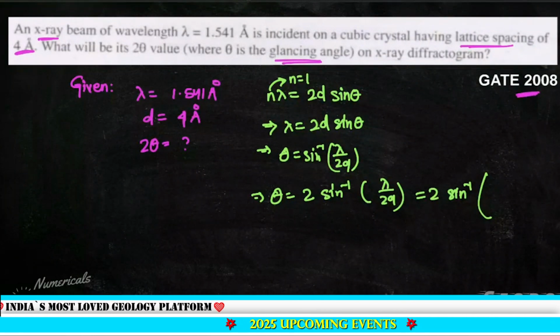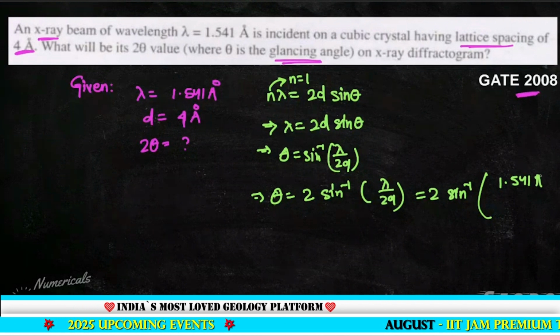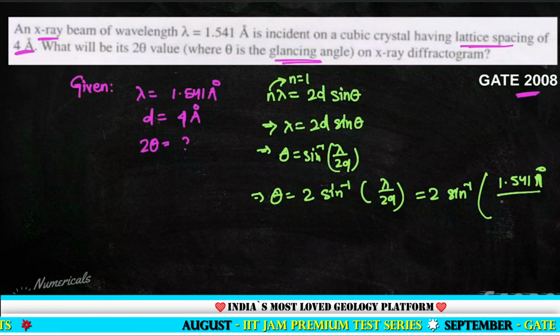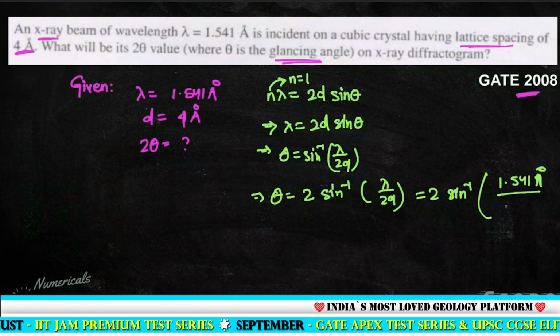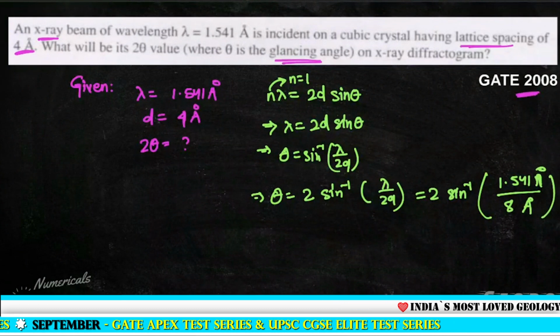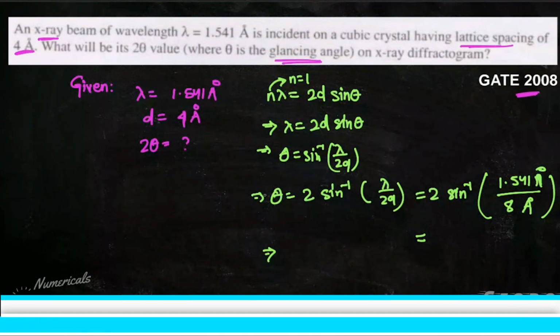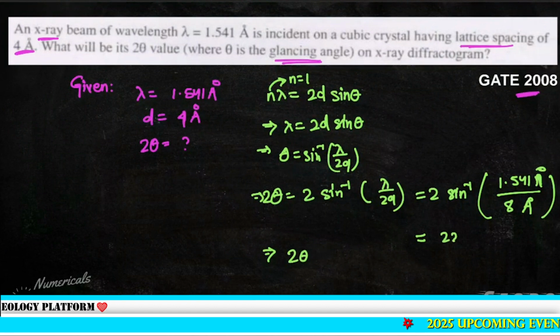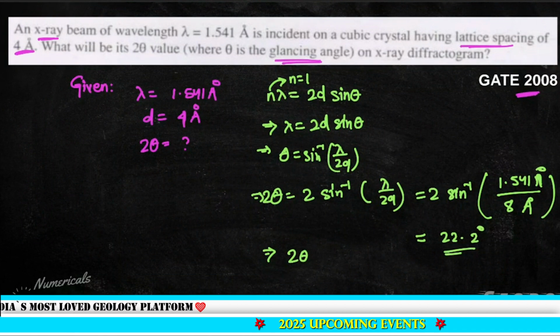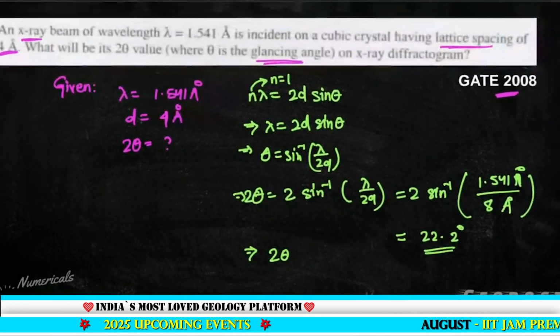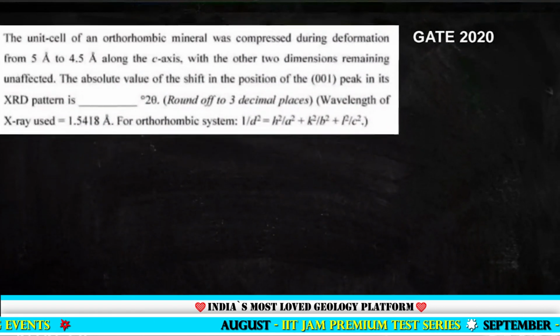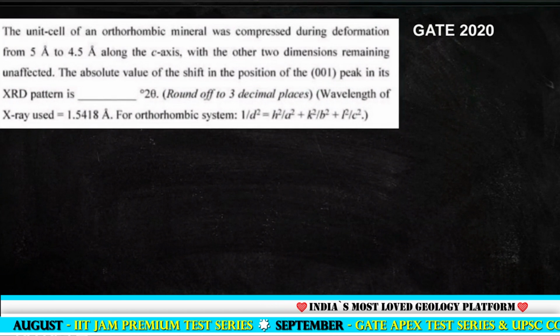What is lambda? Lambda is 1.541 angstrom divided by what is 2d? That is your 8 angstrom. Okay? So what will it be? Just try to calculate. The 2 theta will be 22.2 degree. Okay? So this is the simpler one. So just try to do it. This is the GATE 2020 question.